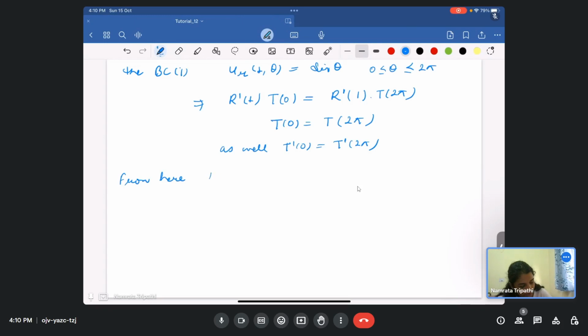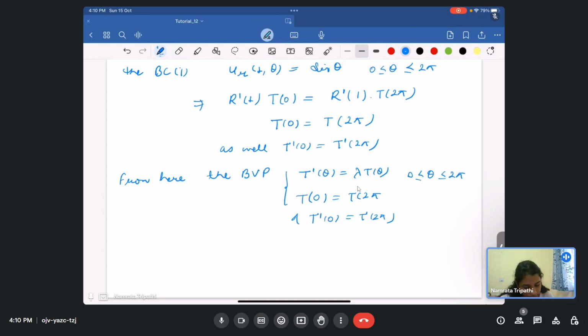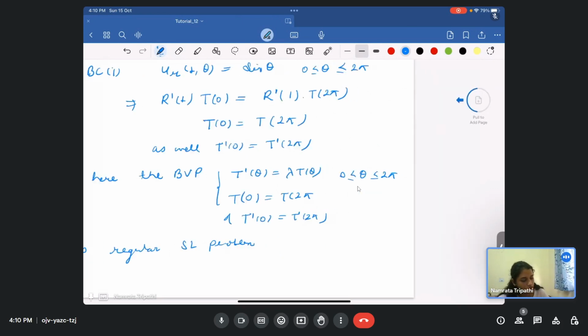From here, the boundary value problem becomes T of 0 is equal to T of 2 pi. Fine. So how to solve this problem? This is a regular SL problem, and lambda is real, so we have to take cases on lambda.